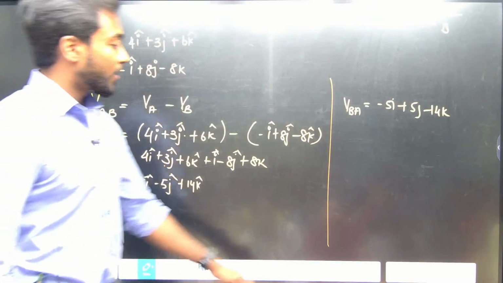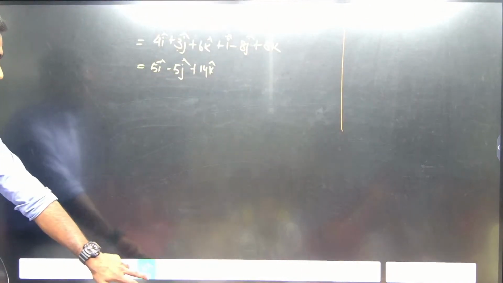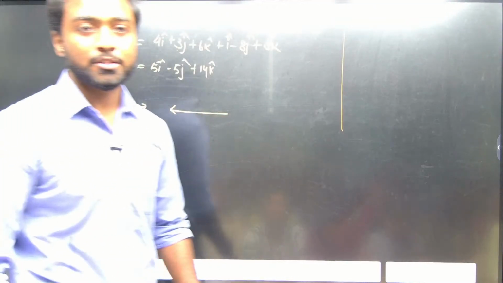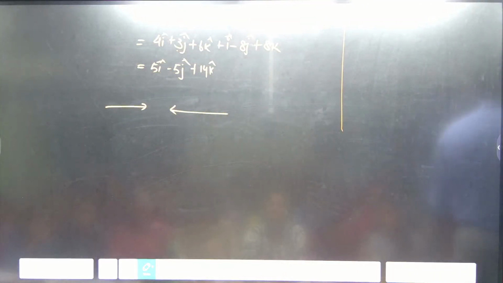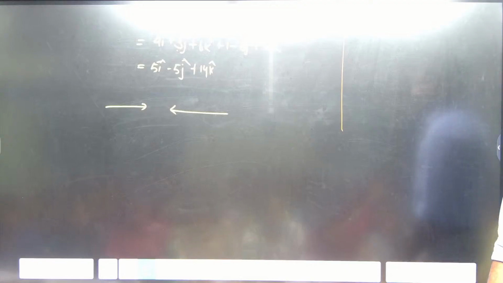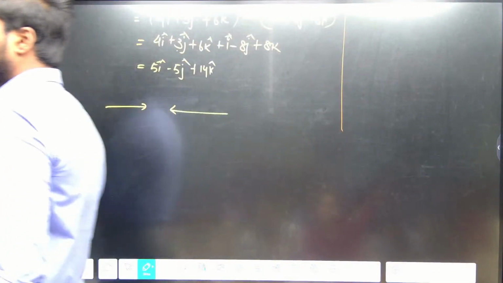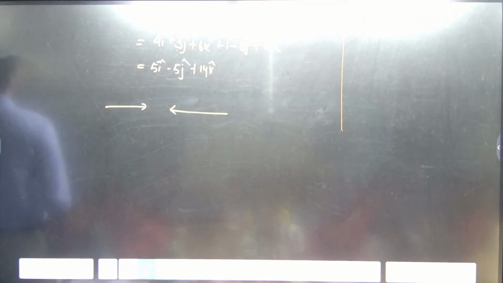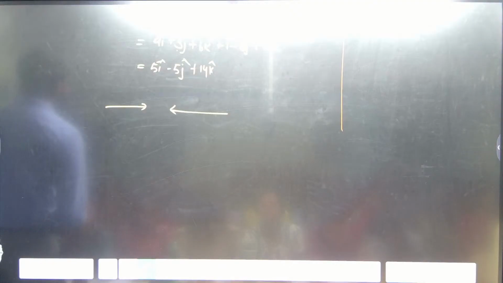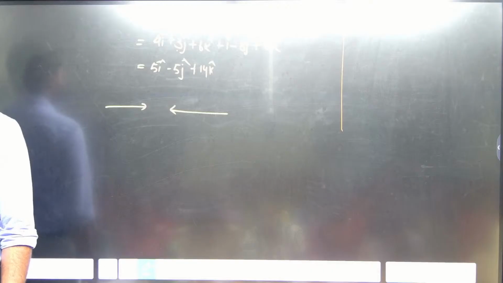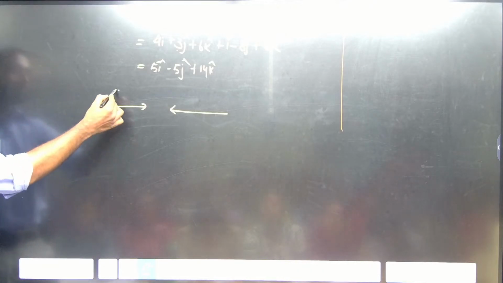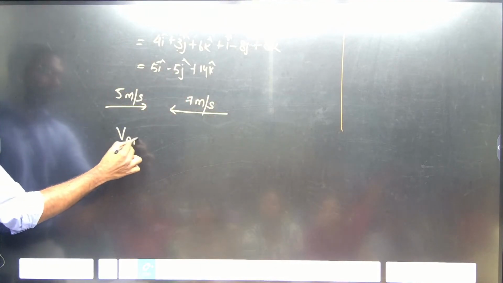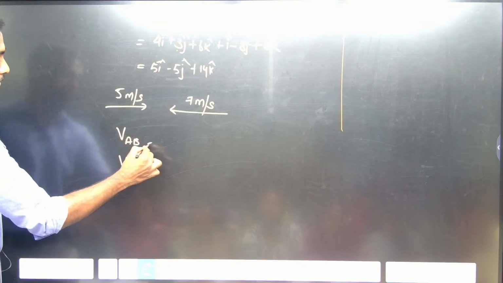Now find the same thing. Suppose A is going in this direction, B is going in this direction. Now get the answer for the equation. Same question, but I have given the direction now. Or else you can take this as 5 meter per second, this as 7 meter per second. Velocity of A with respect to B, velocity of B with respect to A. Is it easy to find now?